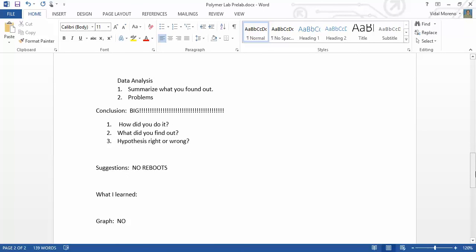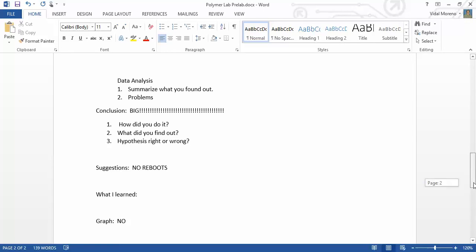Data analysis. Summarize what you found out. This is where you tell me what the answers to the questions are. In the last lab, many of you told me, yes, as mass increases, volume increases. But what was the second question? You didn't tell me what it was. And you also described problems you encountered. That conclusion better be so big that I'm tempted not to read it. I'm tempted just to skim it.